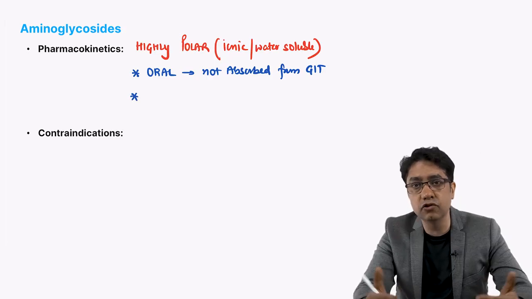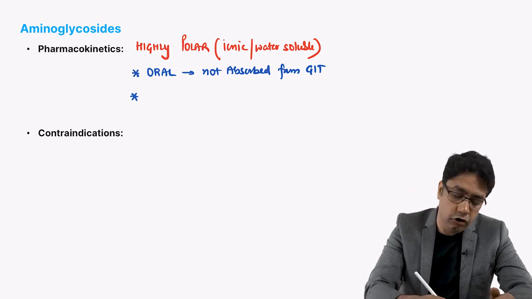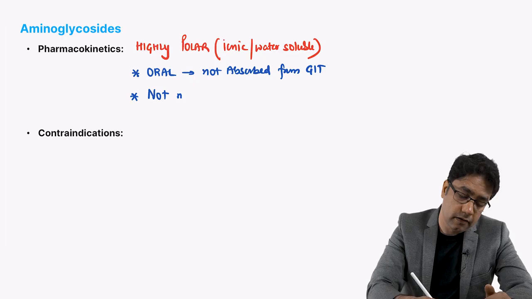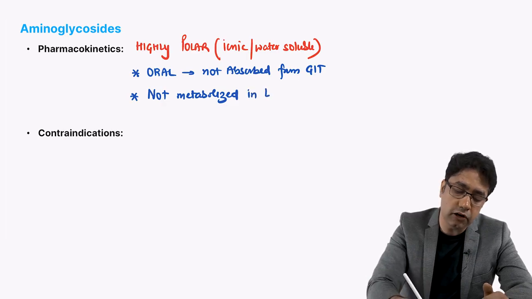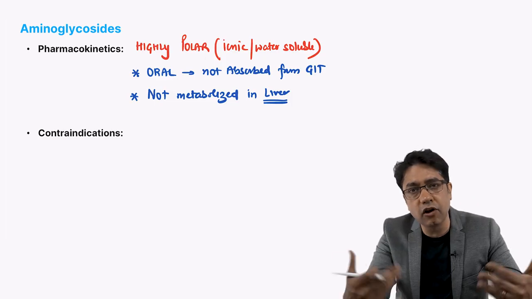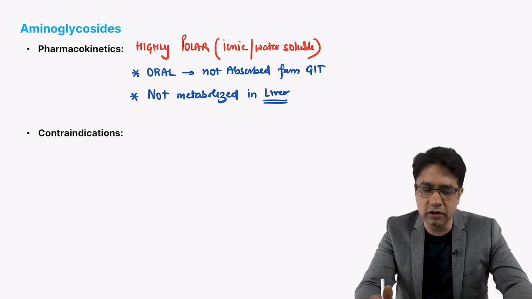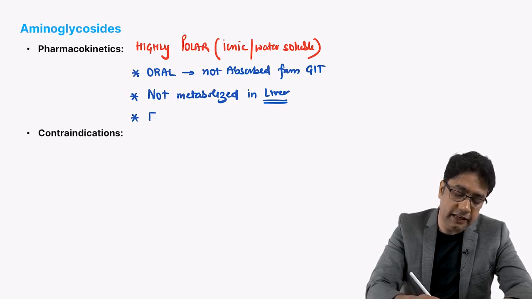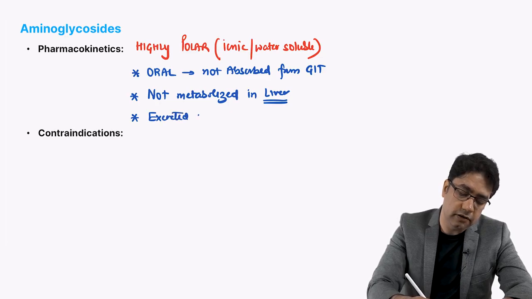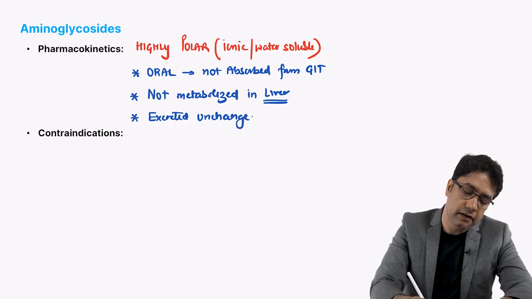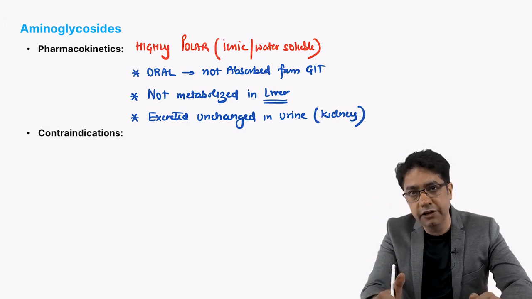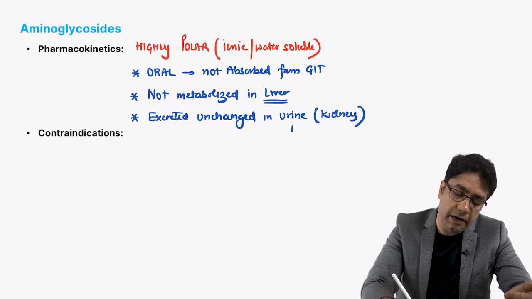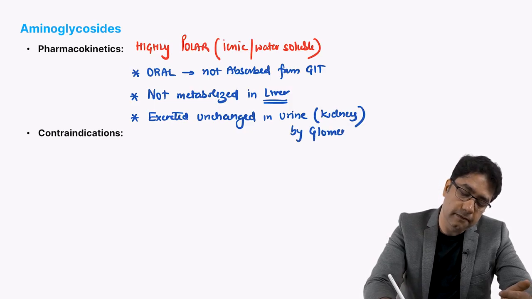And we know any drug which is already a water soluble drug is not metabolized in liver. Not metabolized in liver means liver converts lipid soluble drug into water soluble form. Aminoglycosides are already water soluble, so they don't need to go into the liver. They are simply excreted unchanged. Unchanged means without any metabolism in liver. They are excreted unchanged in urine by kidney. Now in kidney they get simply filtered and are excreted in urine by glomerular filtration.